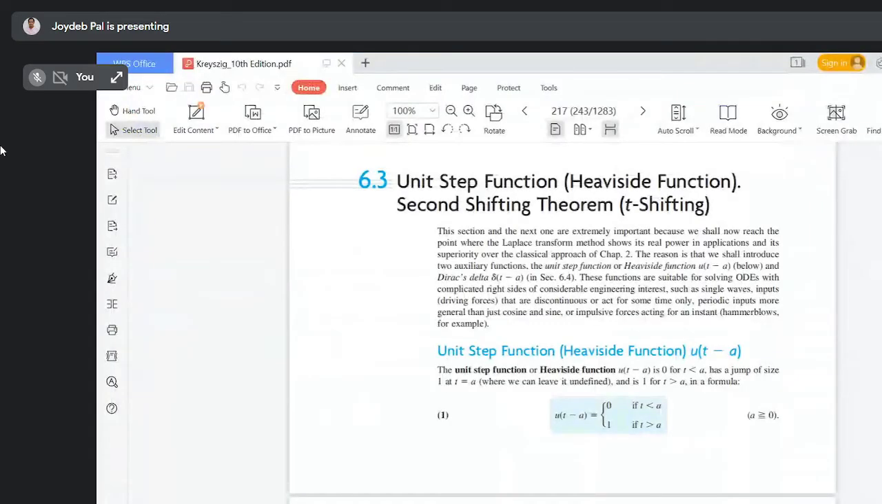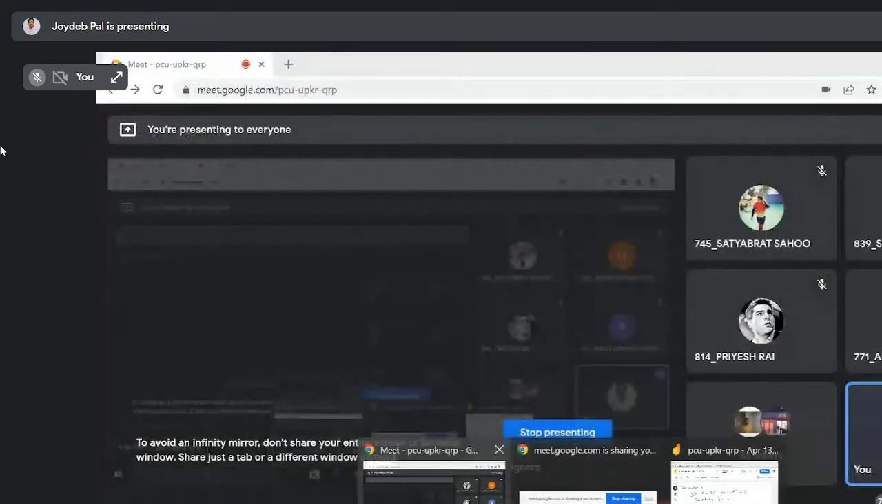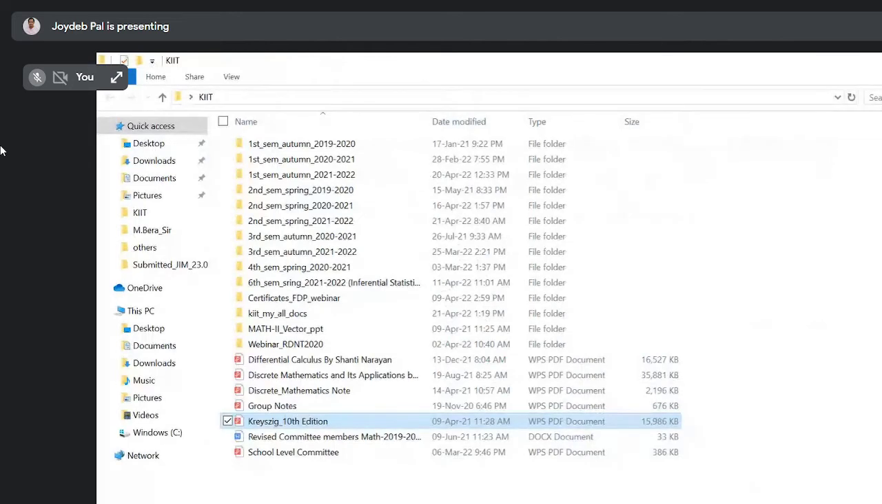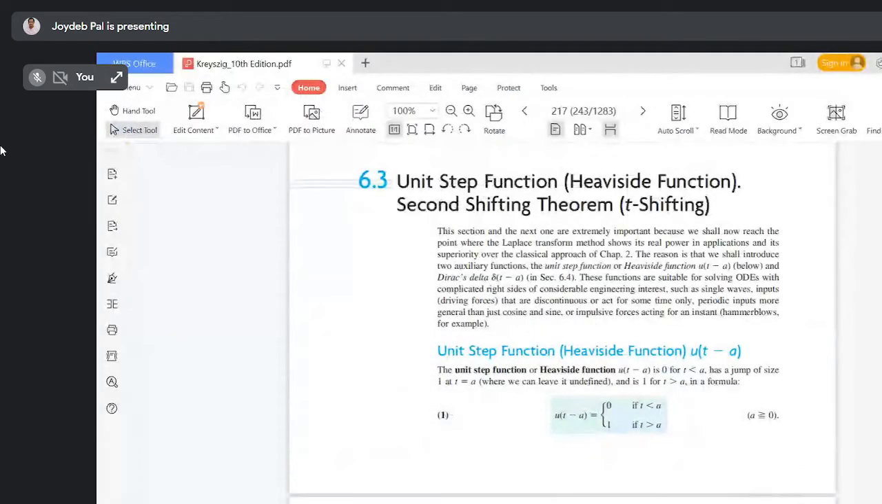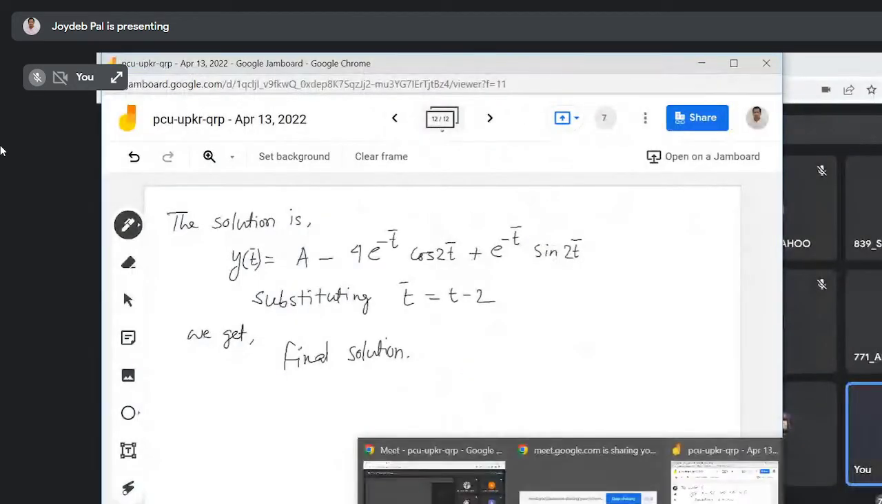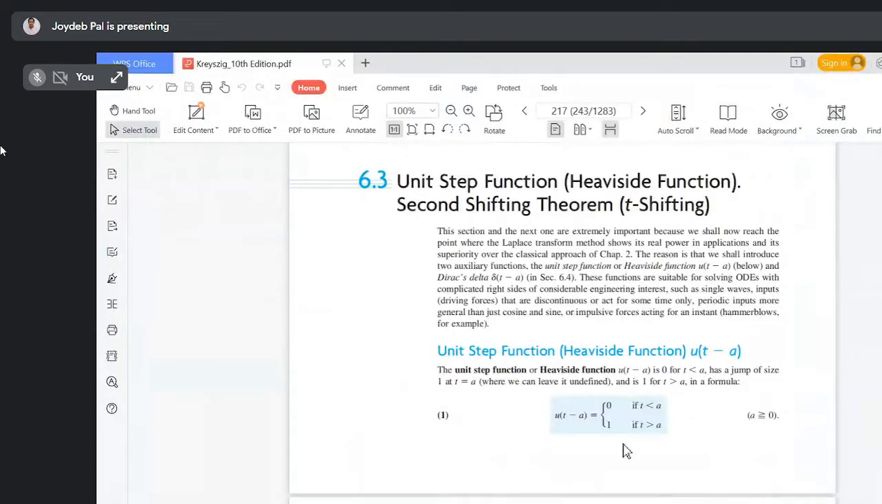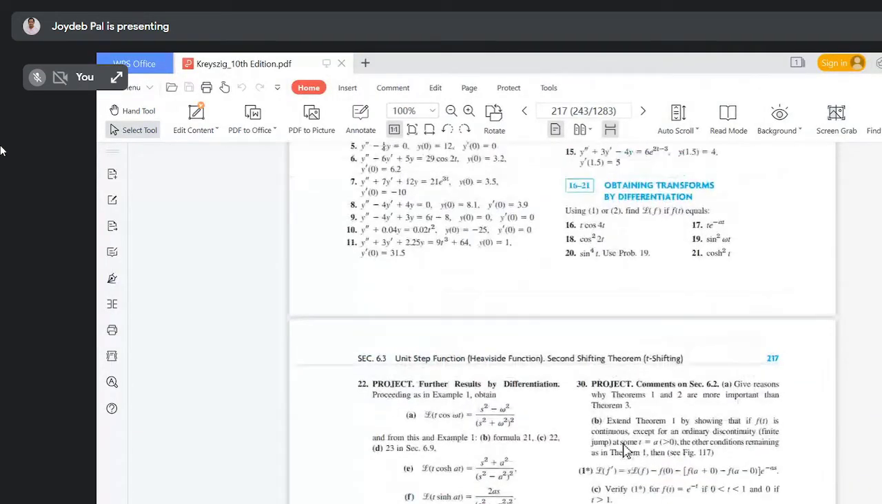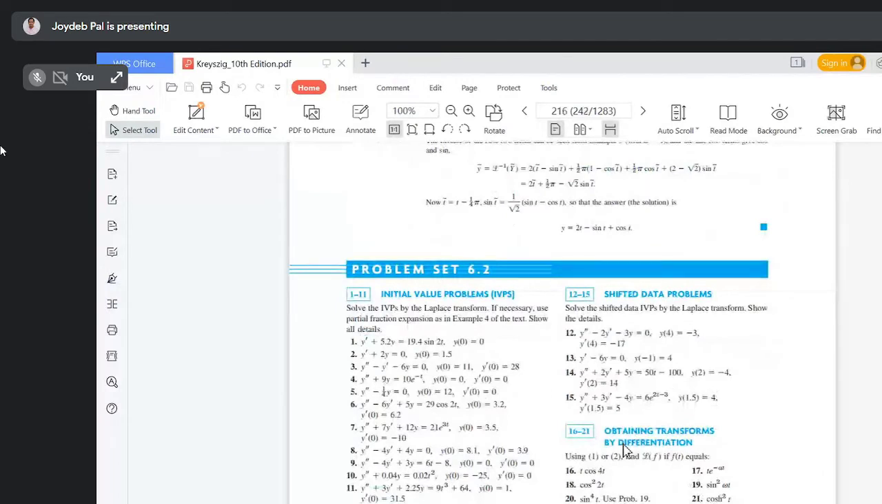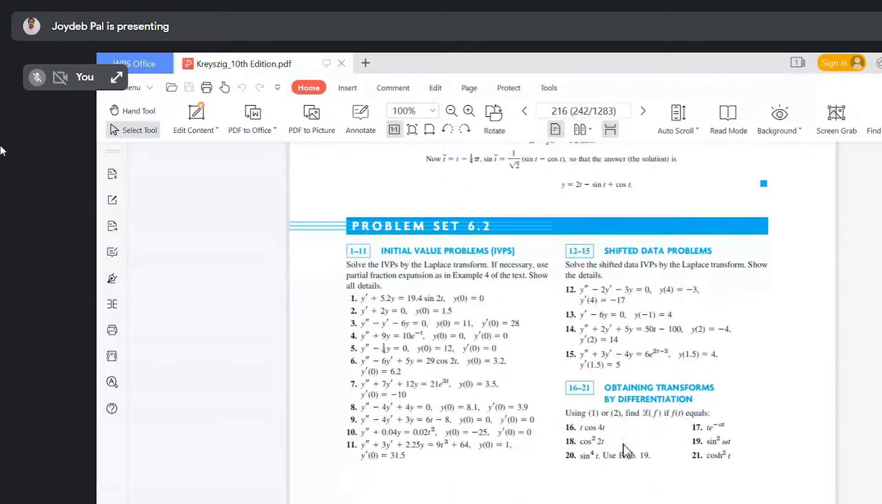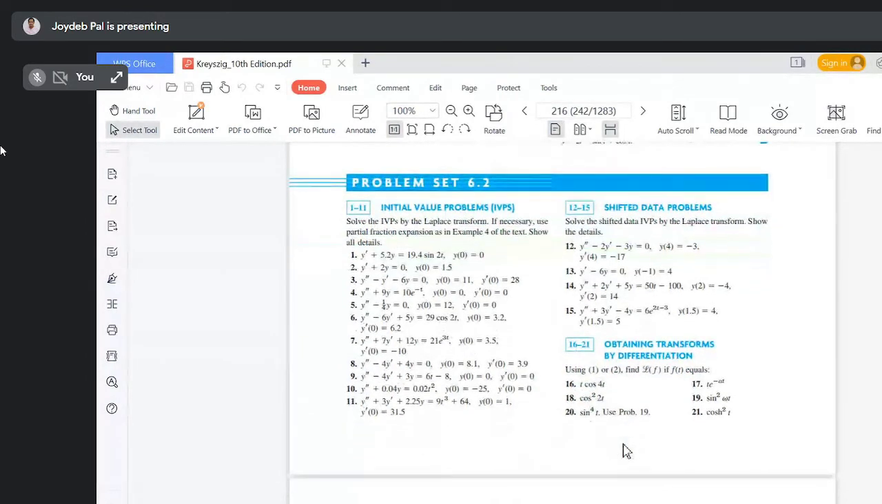So you can solve one or two more problems from the exercise on your own. There are several problems in the exercise: 12, 13, 14, 15. I have solved problem number 14, so you can solve the rest, 12, 13, 15. So it is now completed, right?